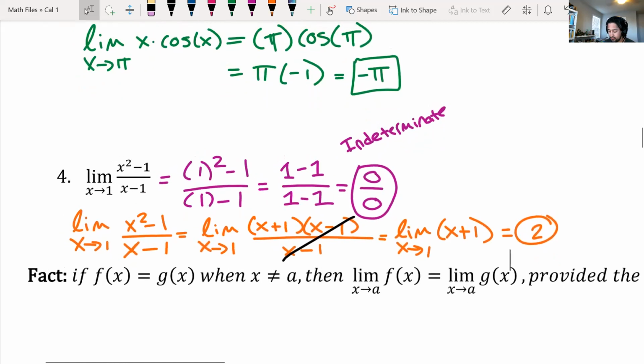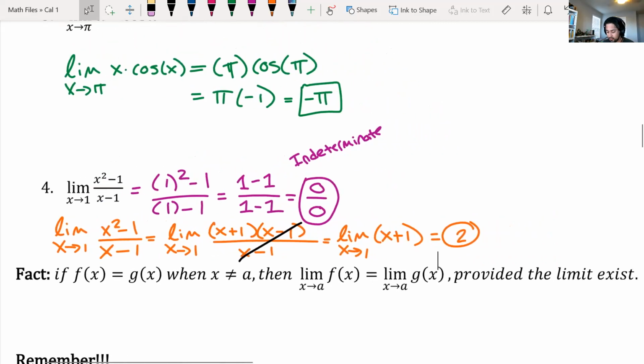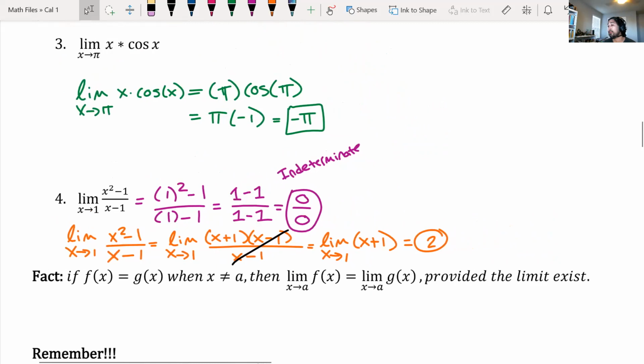You can never have indeterminate form as an answer. You can always fix an indeterminate form. You cannot fix an undefined form. All right. So that's direct substitution property. If it's a polynomial, plug it in. If it's a rational, plug it in, see if it still works. If it doesn't, go back and see if you can fix it by factoring or some other algebraic method.